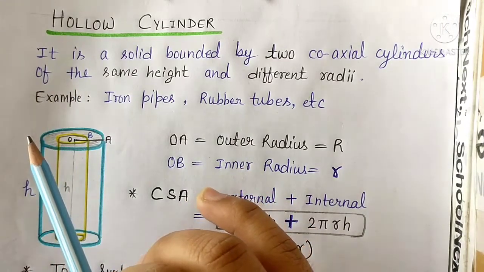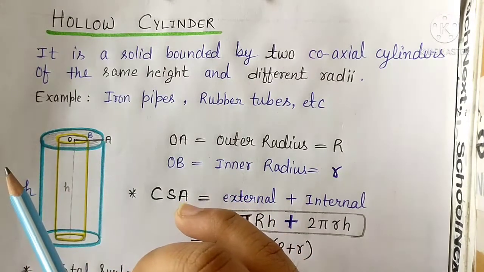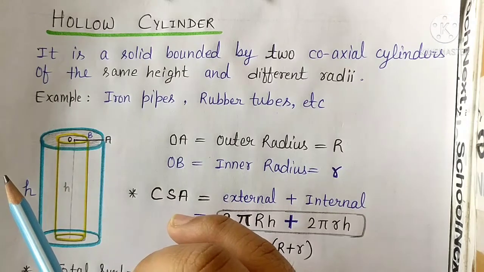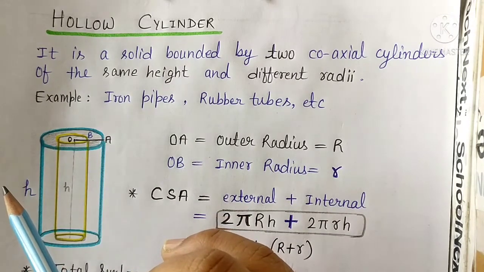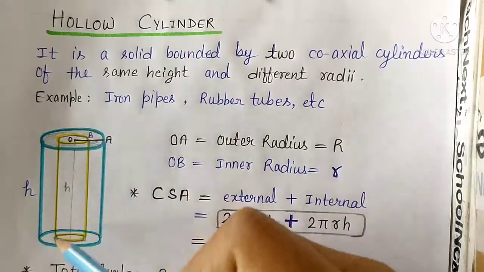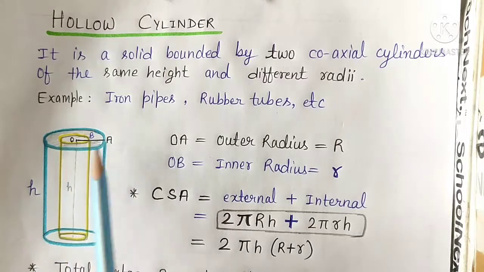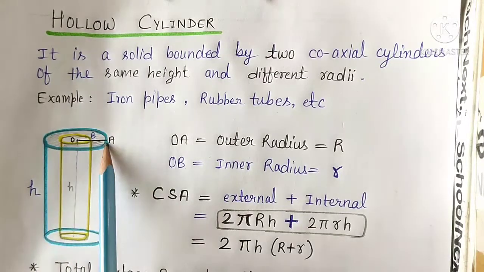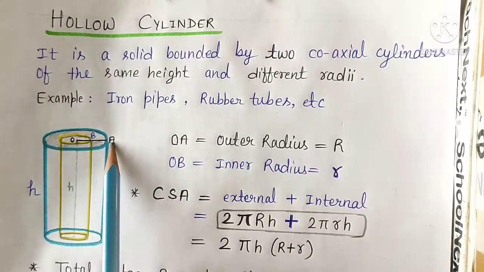Earlier when I explained about the cylinder, I was talking about a filled cylinder, but now I am talking about a hollow cylinder. So in a hollow cylinder we will find two radii. One is the outer radius, the other one is the inner radius, but the height will remain the same. As you can see here, this height remains the same only, but the radius, as you can see here, OB is the inner radius and OA is the outer radius.